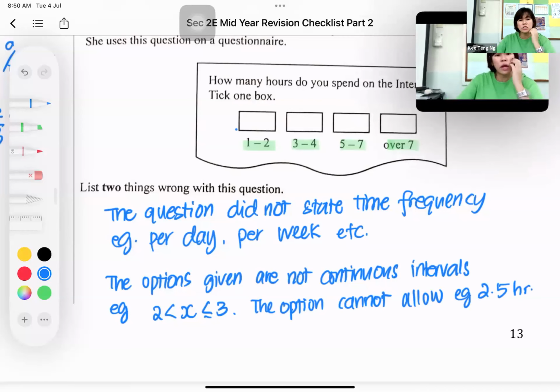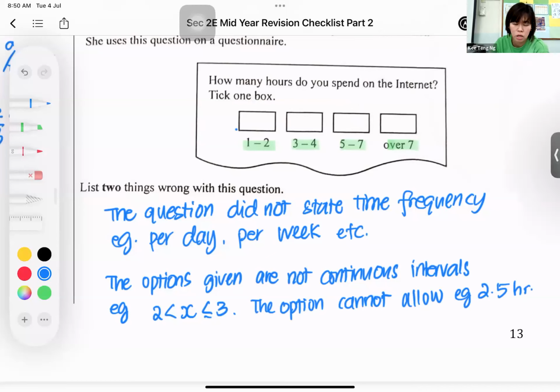Okay, next one, list two things wrong with this question. I already gave two. What other things are wrong with this question? How about some people who don't even use the internet, or there's no option of having 0 hours as well, right? So that can also be one of the problems with this question. Okay, have you gotten your answer?